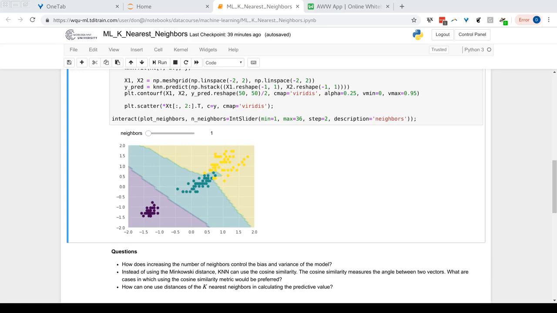This interactive visualization will allow you to adjust the number of neighbors we use to make a prediction for our model. The number of neighbors is a key hyperparameter to the k-nearest neighbors model. So generally speaking, how does our decision boundary change as we increase the number of neighbors?